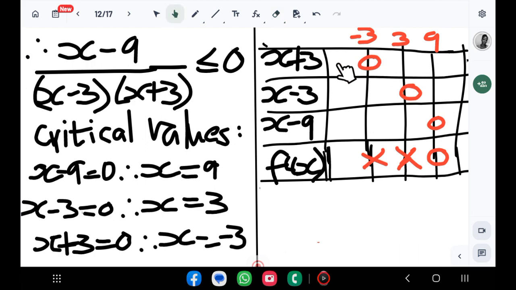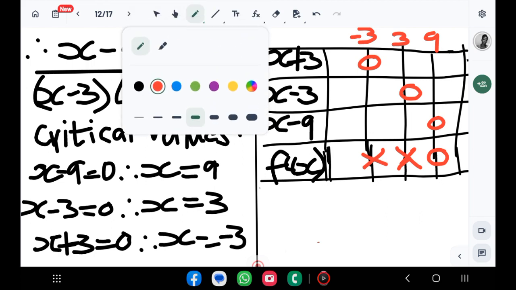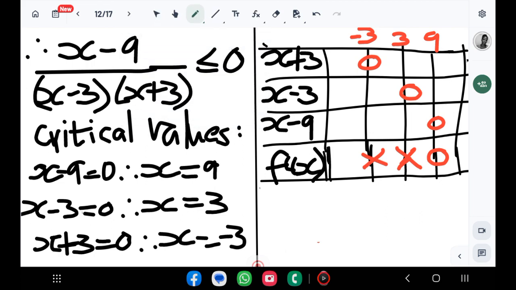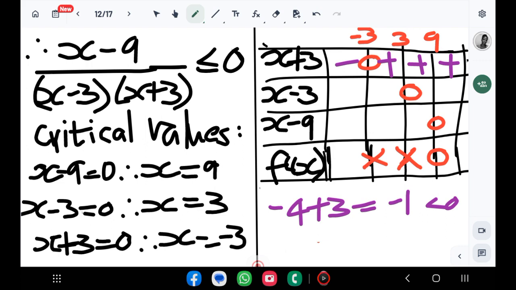X plus 3 is 0 at negative 3, but anything bigger than negative 3, for example 0, makes the whole thing positive. 0 plus 3 is 3, so it will become positive. So we have a positive over here. So that's positive, positive, and positive. And to the left of that, for example negative 4, negative 4 plus 3 gives us negative 1, which is negative. So it's negative to the left of that.